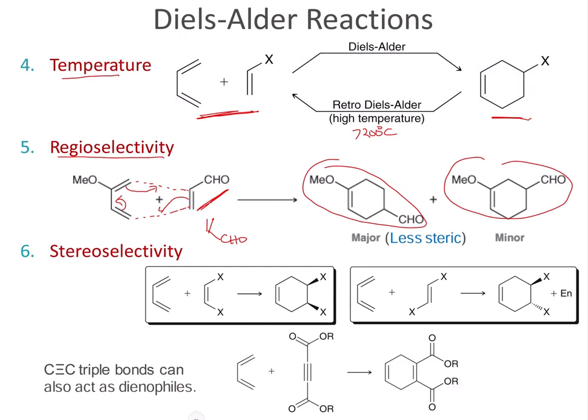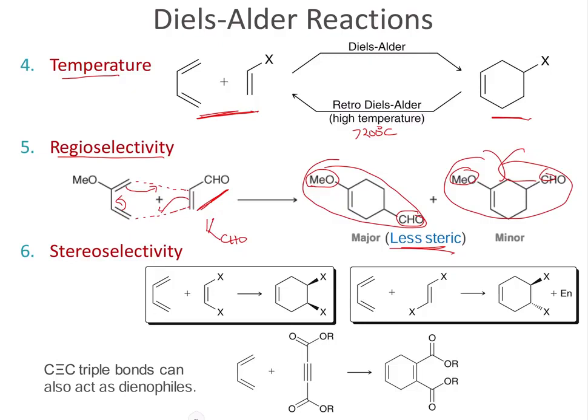Why is it the major product? The bulky groups, the methoxy group and the carbonyl, are on direct opposite sides of each other. We call those the para position. Now in the other product, these are very close to each other, so there is some kind of steric effect. So the one that experiences less steric effect is going to be the major product.